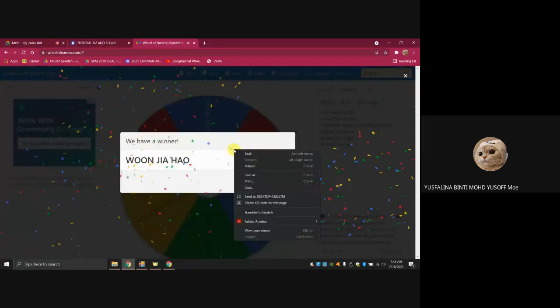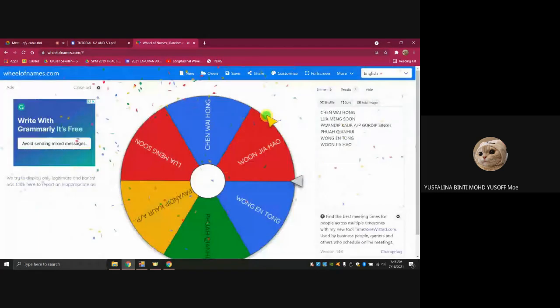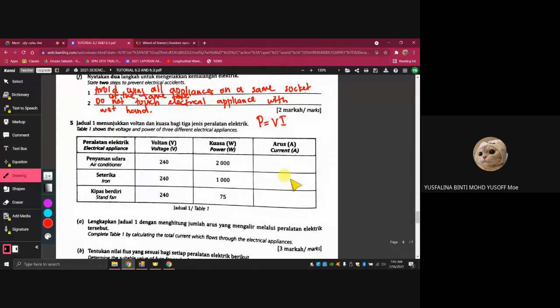Okay, Wen Jiao Hao. Are you here, Wen Jiao Hao? I forgot to remove it. Alright, Wen Jiao Hao, what's the answer for these three? Just give me the answer for the air conditioner, the iron, and also the stand fan.